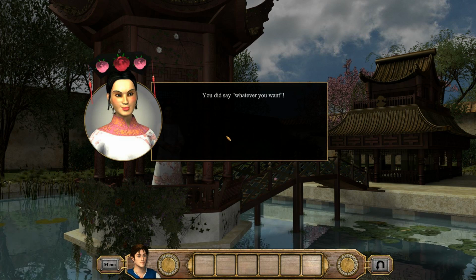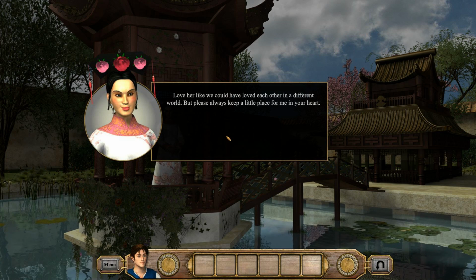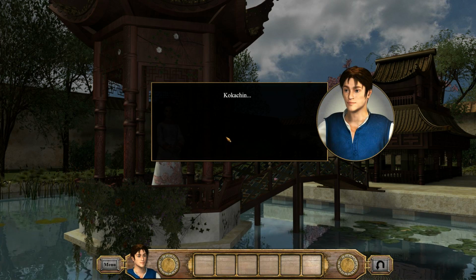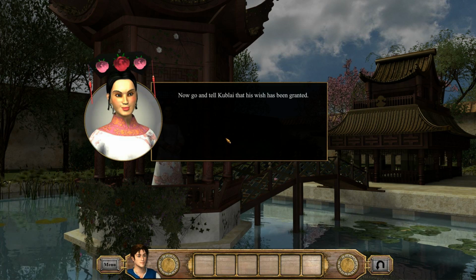It is impossible. You did say, whatever I want. Love her like we could have loved each other in a different world, but please, always keep a little place for me in your heart. So don't love her the way I'd love you. Kokachin. Now go and tell Kublai that his wish has been granted. Goodbye, Marco, and thank you for everything.